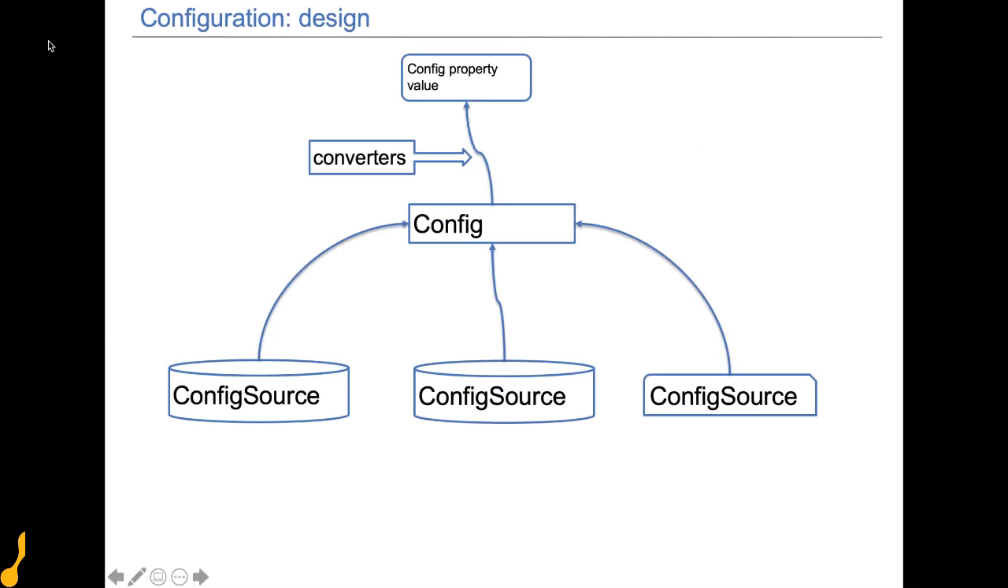And that config property could be of any type. That type, we call it converters. So you need to have a converter for the type you want to retrieve. Eventually you will get a typed config value. So this is the structure: you have a config property, you have a converter, you have an aggregate view of the config properties, which is config, and then you specify the config properties in config sources.